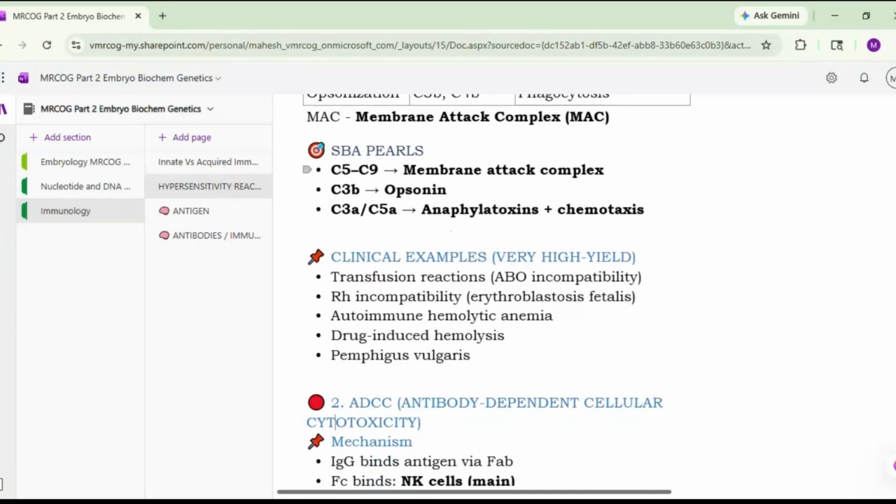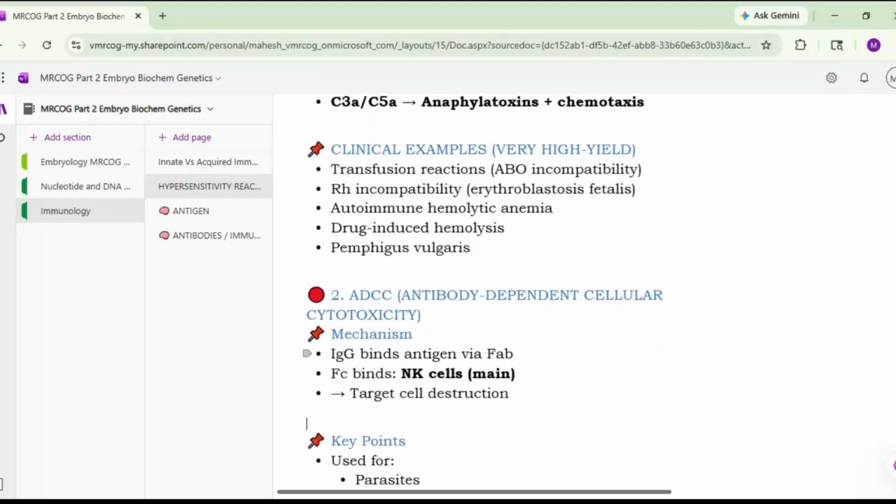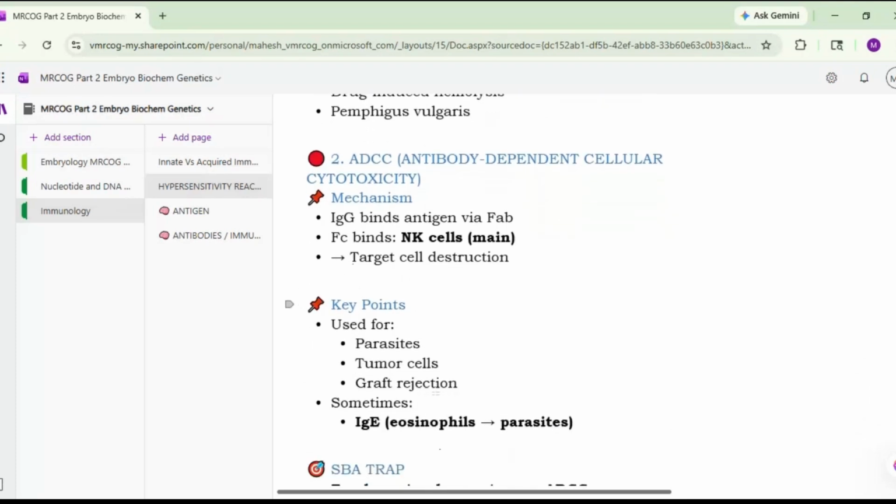Now the second mechanism. One was complement activation, antigen antibody complex formation and the complement. Second is ADCC, that is antibody dependent cellular cytotoxicity. That is another mechanism. Here IgG binds to the antigen via the FAB portion. The FC binds with the NK cells, and that will lead to target cell destruction. This is another mechanism by which type 2 hypersensitivity will present.